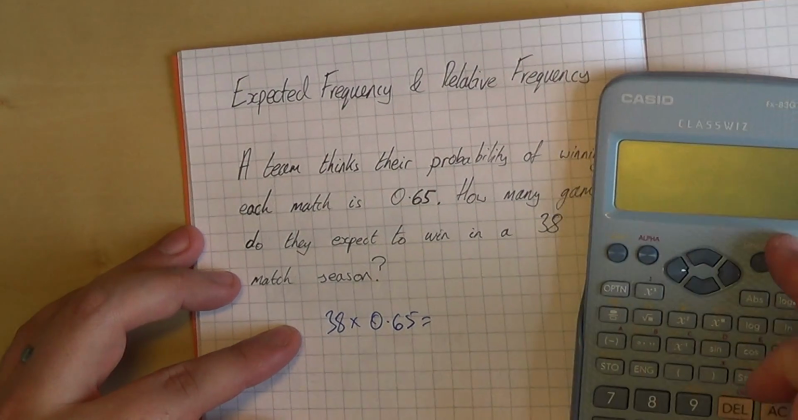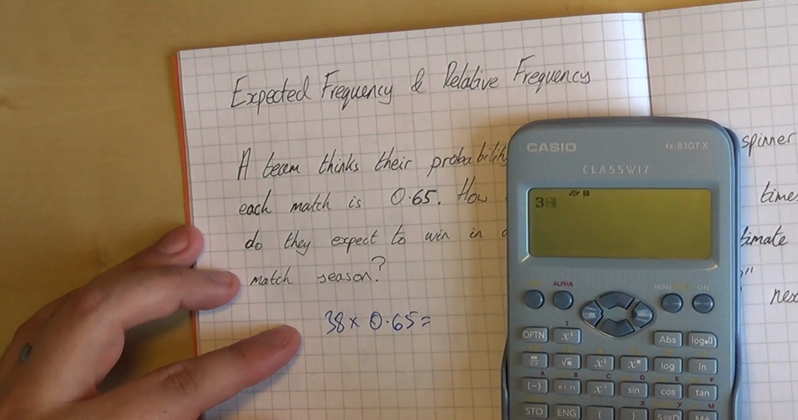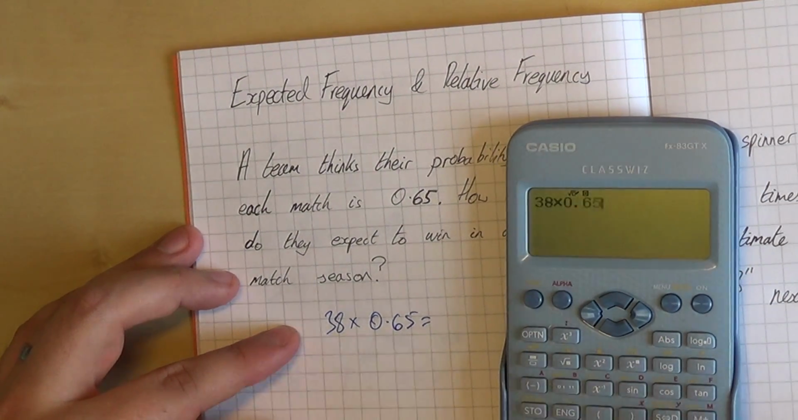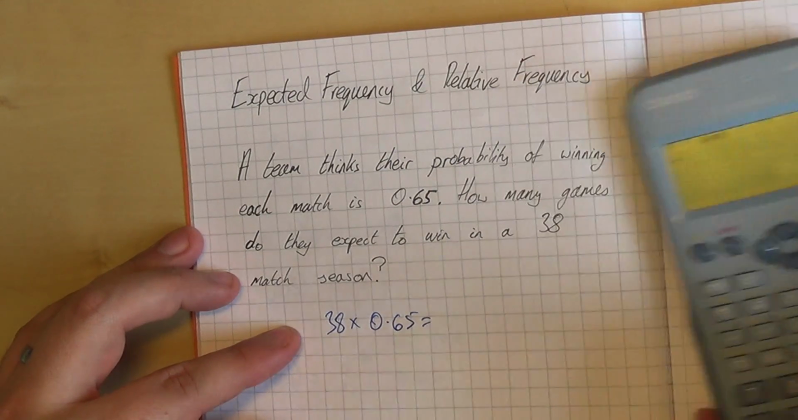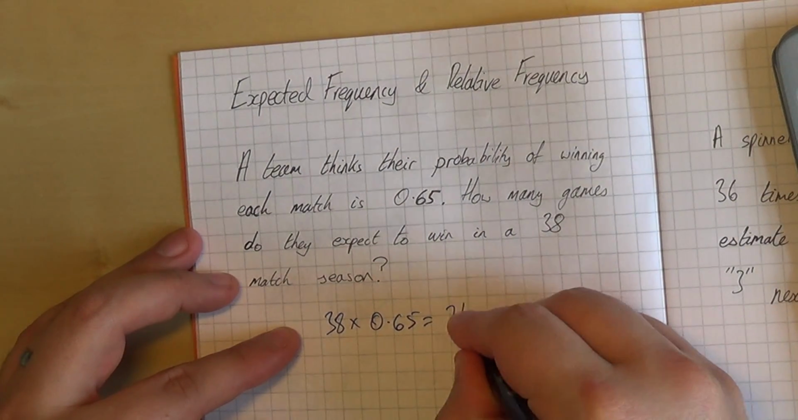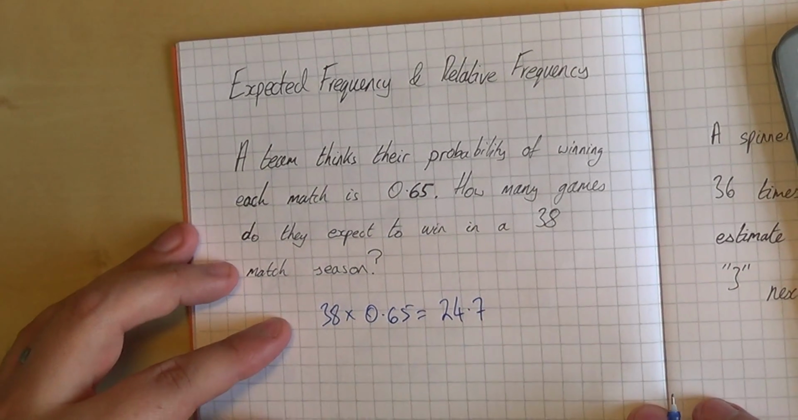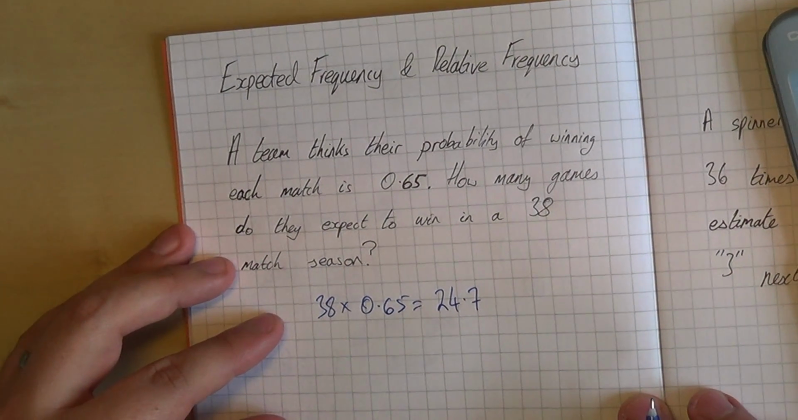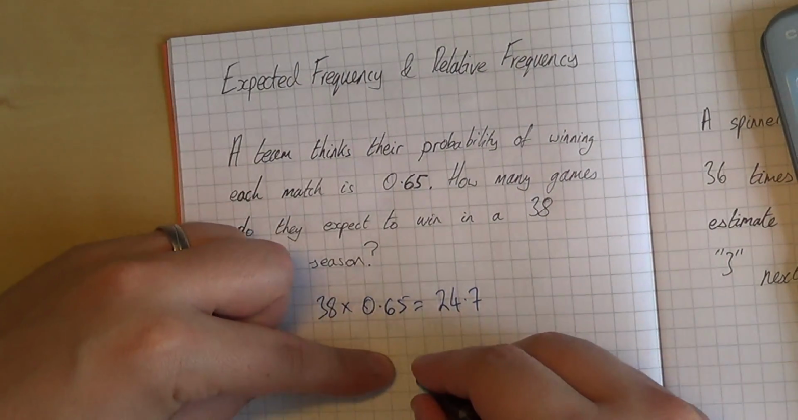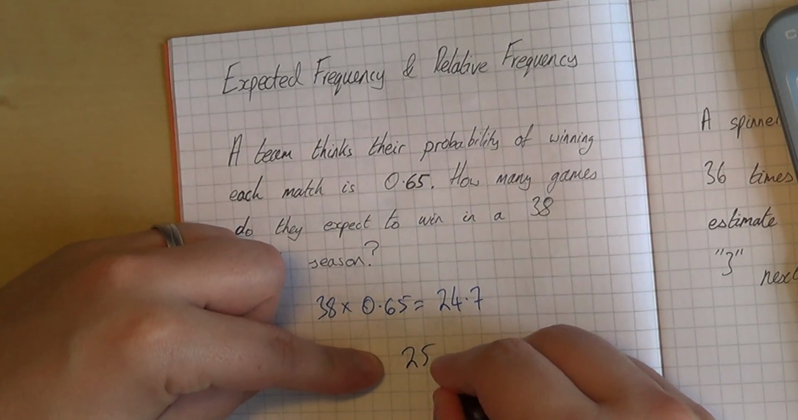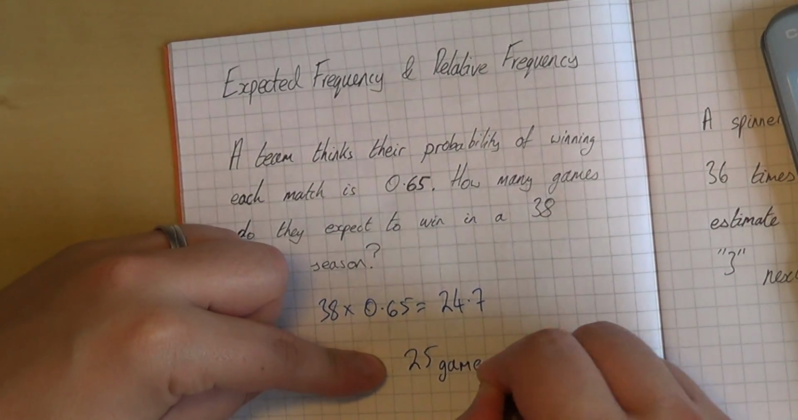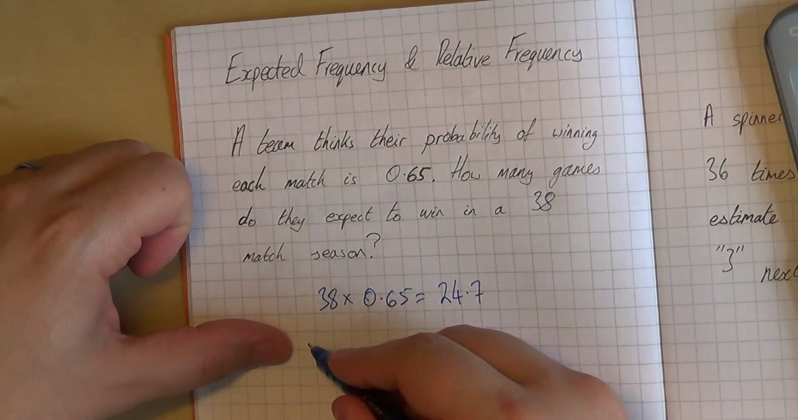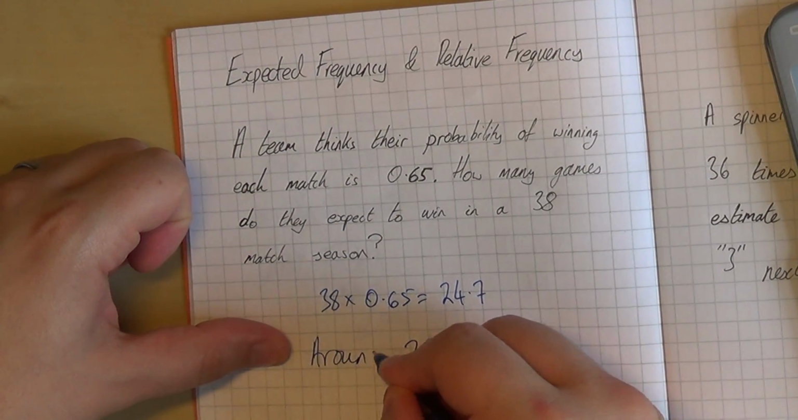And your calculator can do that, and you get 24.7. Now that's not a whole number of games, so in an exam it may well be good practice to say that that rounds to 25 games and really flag it to the examiner and say something like "around".